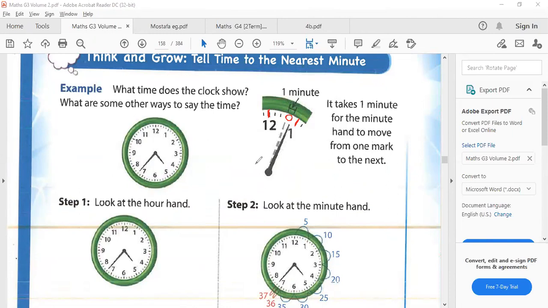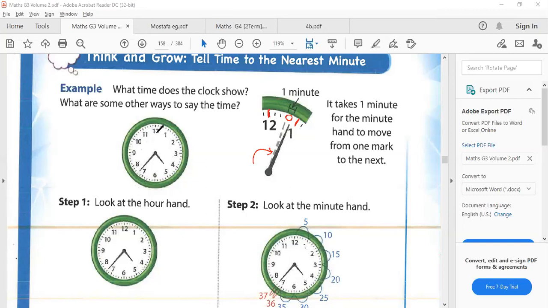And you can find that the minute hand is moving more quickly than the hour hand. The hour hand is moving from a number to the next one in 1 hour. And the long hand, the minute hand, is moving continuously, each 60 seconds. 1 minute is 60 seconds. So it will be quick to move.